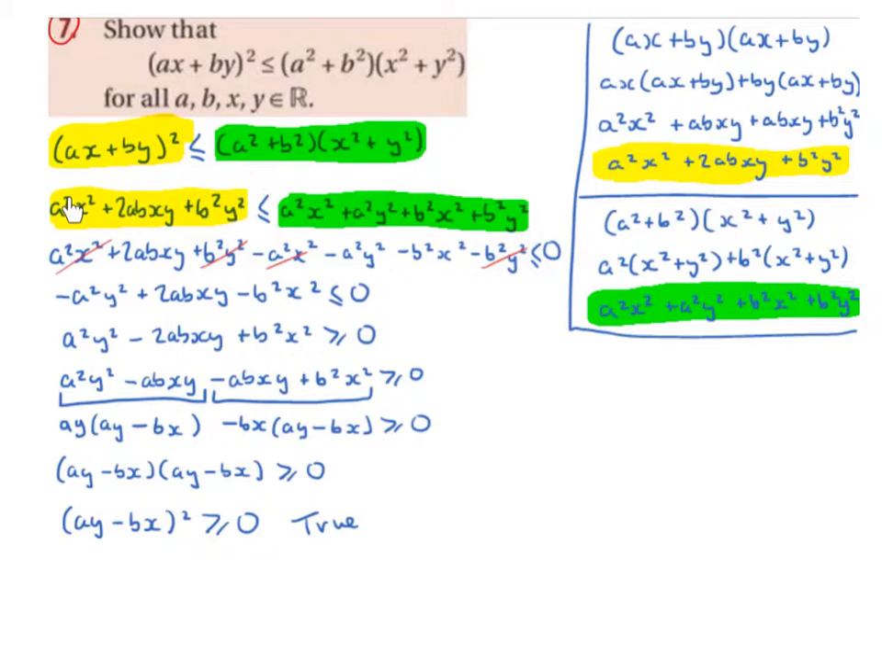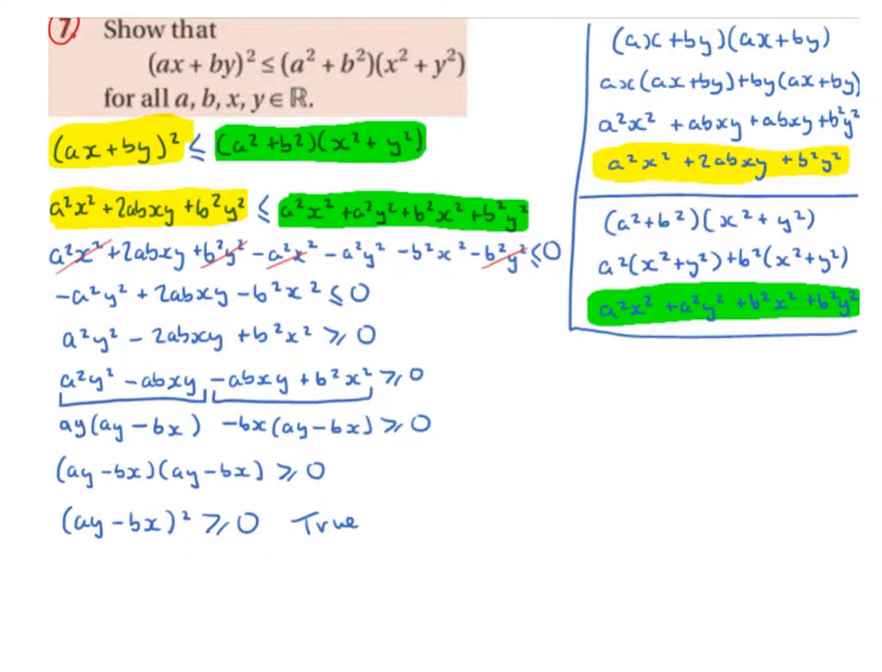So then what I'm going to do is bring everything over the inequality sign. So a²x² stays the same, 2abxy stays the same, and b²y² stays the same. Then a²x² comes over the inequality sign, becomes minus a²x². a²y² becomes minus a²y². b²x² becomes minus b²x². And b²y² becomes minus b²y². And this is all less than or equal to 0.